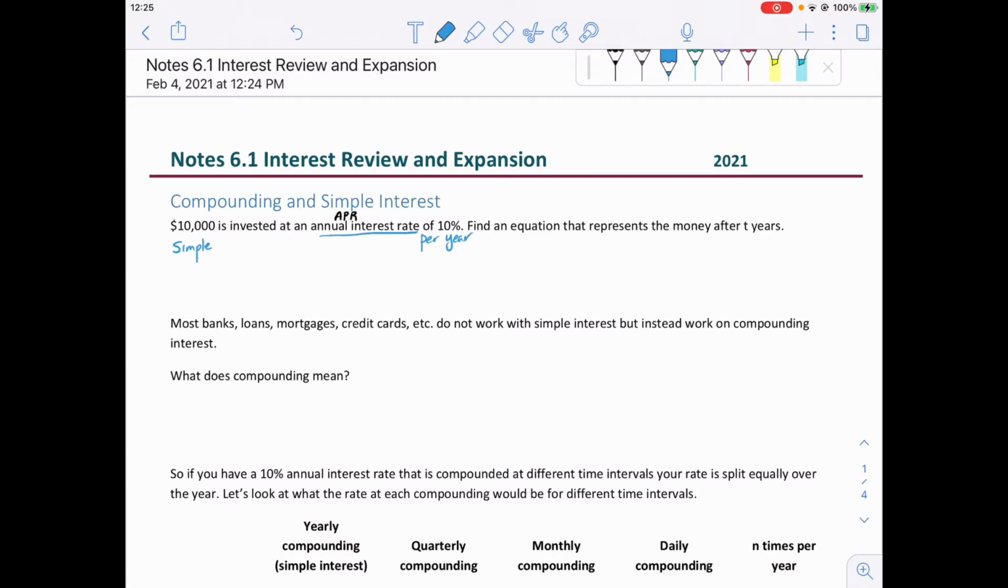And so our formula for this is going to look like this: A of t equals P times (1 plus r) to the t. Here, t is the time in years. R is our rate. The thing we need to be very careful about is that this rate needs to be a decimal less than 1. So 10% is R equals 0.1.